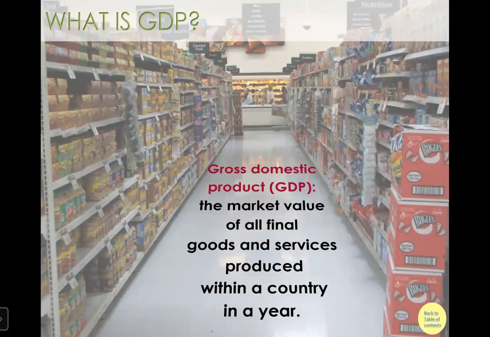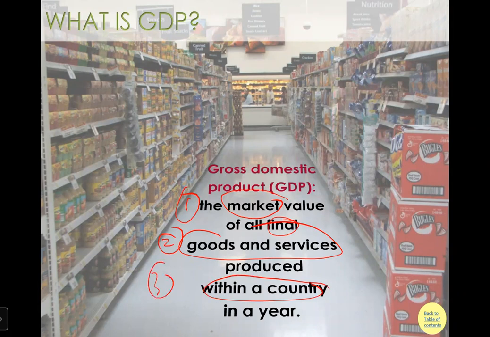So last class, we just started to discuss GDP, right? And we said there are three different approaches to study or to measure GDP, right? And what is GDP? This slide summarizes what GDP is. GDP is the market value of all final goods and services produced within the country in a year. So this is GDP.